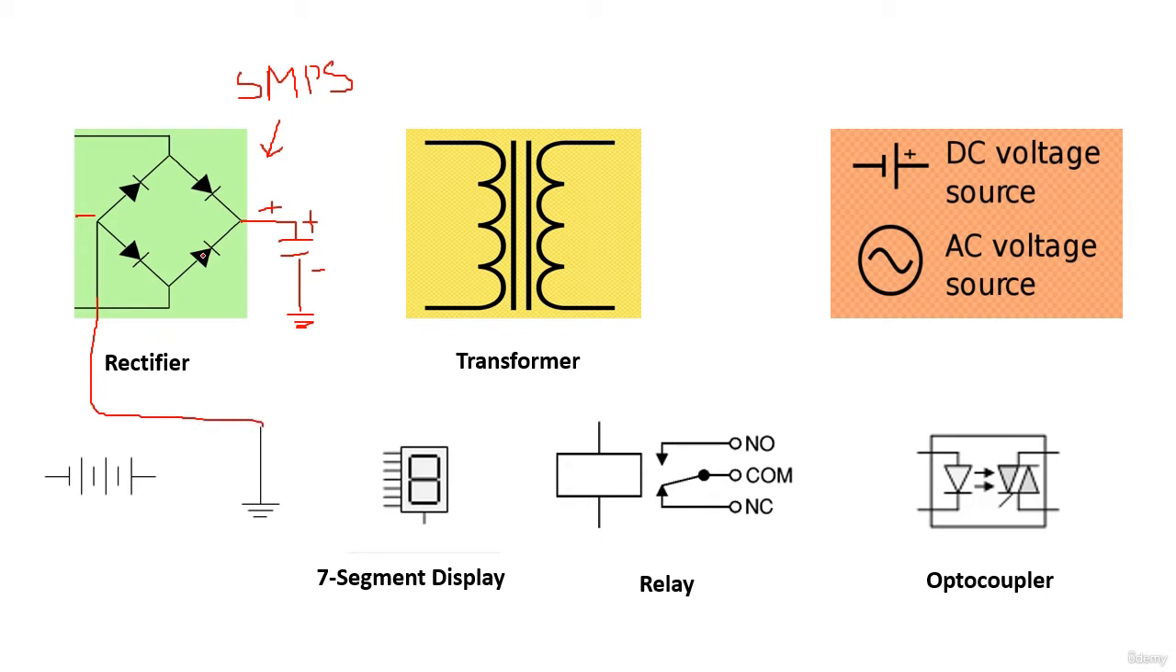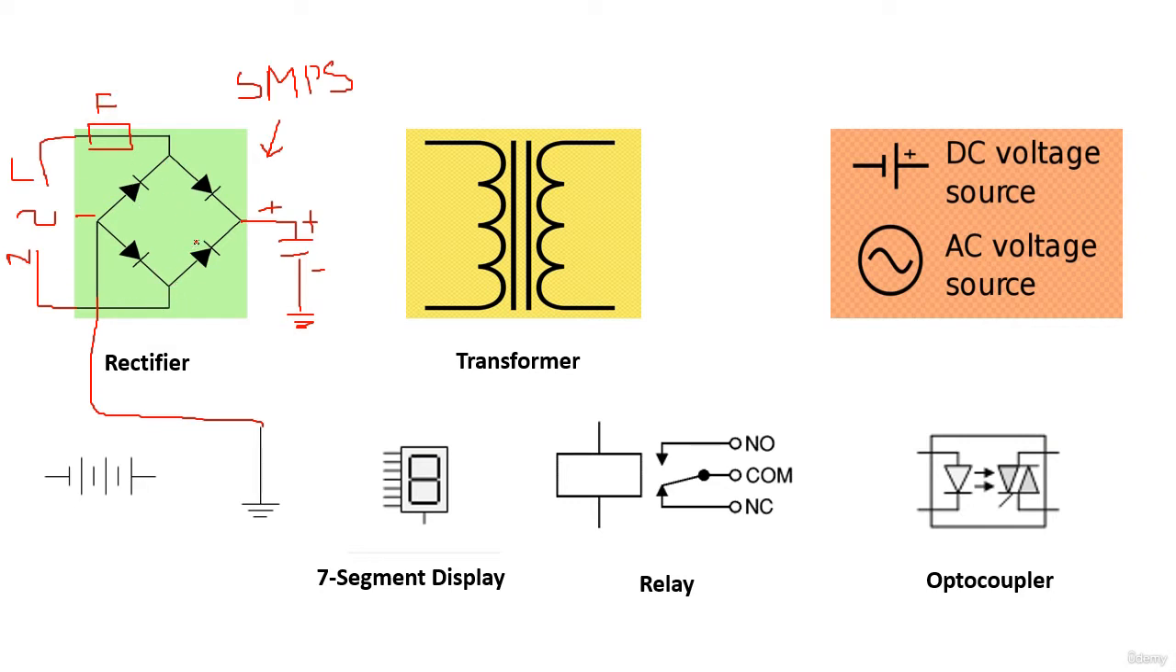Okay, and here we have the alternating voltage. Here we have a line and here we have neutral. Here we can always find a fuse. Okay, so this is the rectifier.